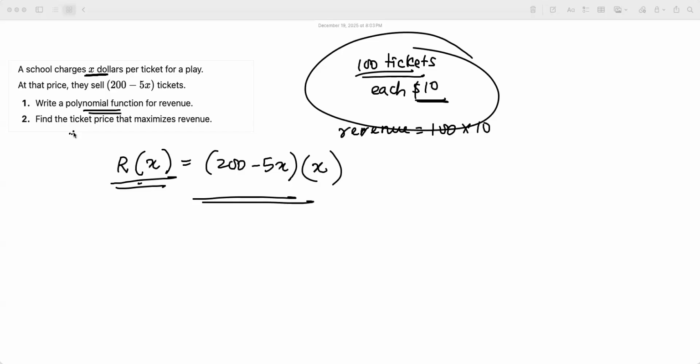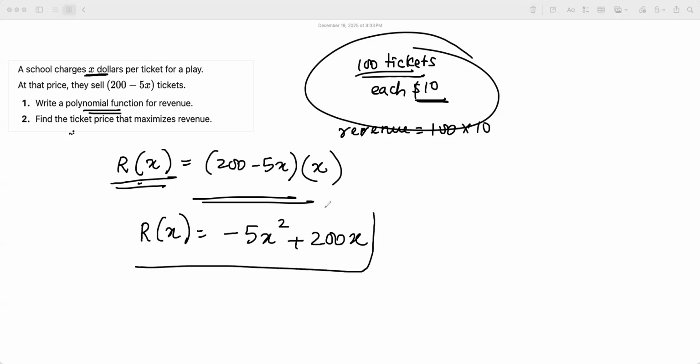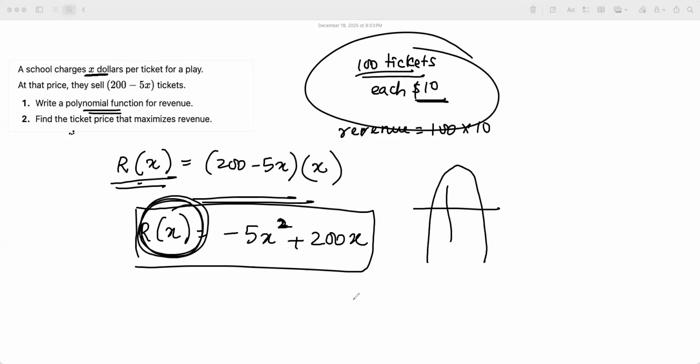What should you think? Let me put it like this. Minus 5x square plus 200x. How do you maximize what you want this to be the maximum? What type of a polynomial is this? It's an inverted U graph because of this. So what is the maximum revenue? The vertex. How do you calculate the vertex from here?